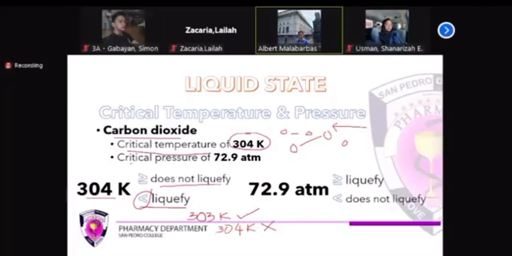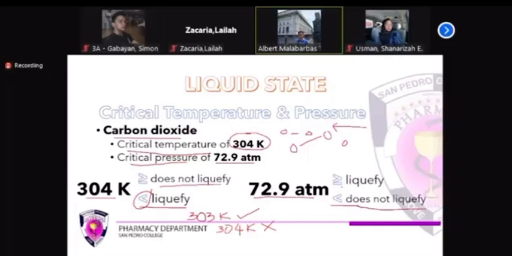How about critical pressure? Critical pressure is 72.9. So when we say critical pressure, it is the minimum amount of pressure needed. So ibig sabihin nito, dapat minimum of 72.9 para ma-liquefy. Pwede ka sumobra, pero hindi ka pwedeng bumaba sa value. Kaya kung bumaba ka, the gas will not liquefy.